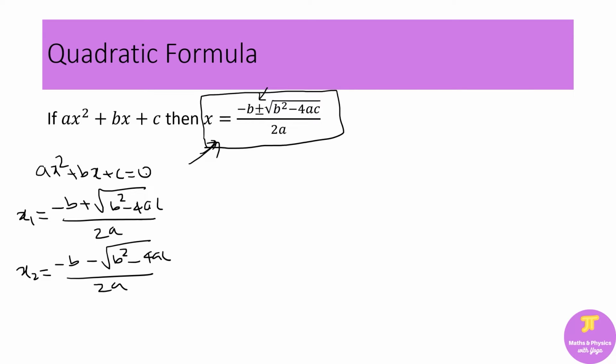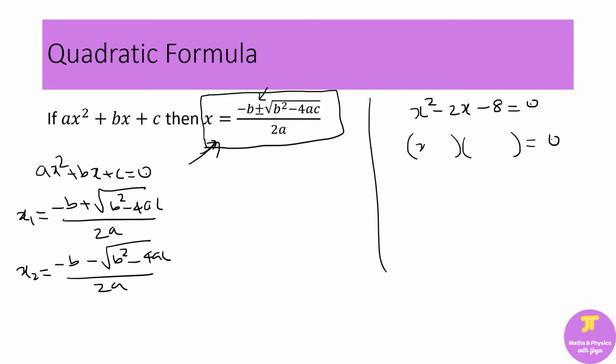If you remember, in the first video we learned how to solve this equation. What we did is we first factorized this into x minus 4 times x plus 2. Then we said x minus 4 equals 0, therefore x should be 4. And we said x plus 2 must be 0, then x equals minus 2. So these are the two solutions.